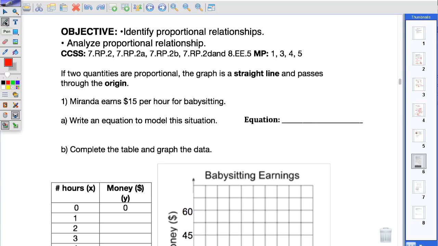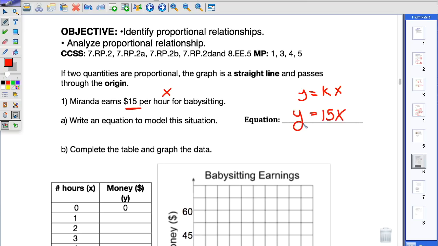Number 1, Miranda earns $15 per hour for babysitting. Number 1, we're going to write an equation to model this situation. We can use the equation y is equal to kx. So our constant is your $15. That's how much she makes per hour. The hour we don't know, that's your x. And the y is what she would have earned.